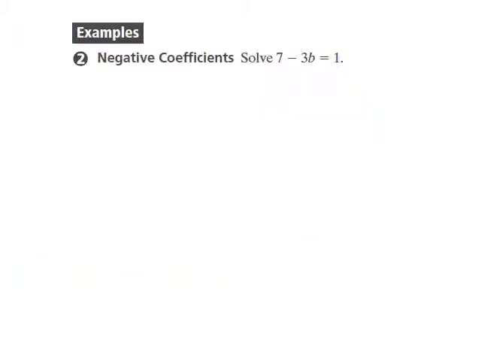Now let's take a look at this problem. Example number 2. We have 7 minus 3b equals 1. My suggestion is be incredibly careful whenever you have a negative coefficient. That means you have a negative number right in front of the variable. I would suggest that you actually change this to 7 plus negative 3b equals 1. That way you don't lose the negative sign. So I'm going to rewrite this underneath.